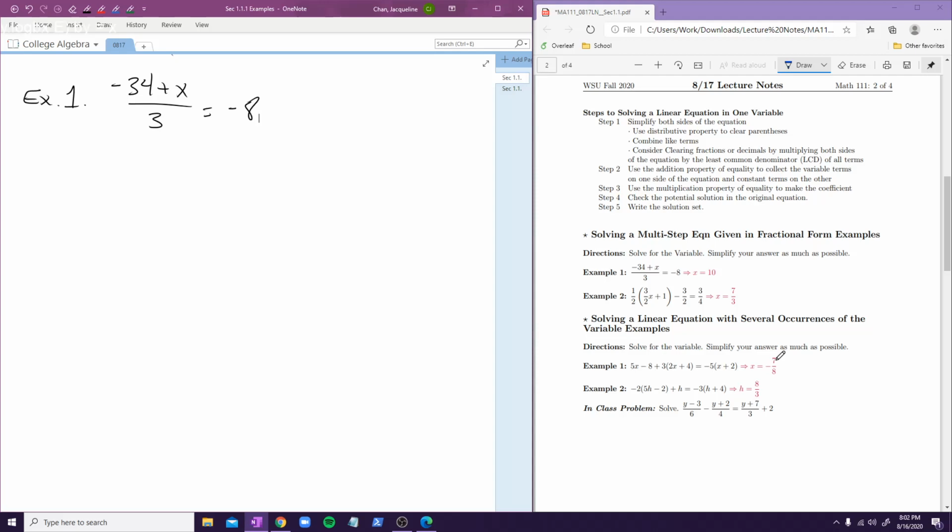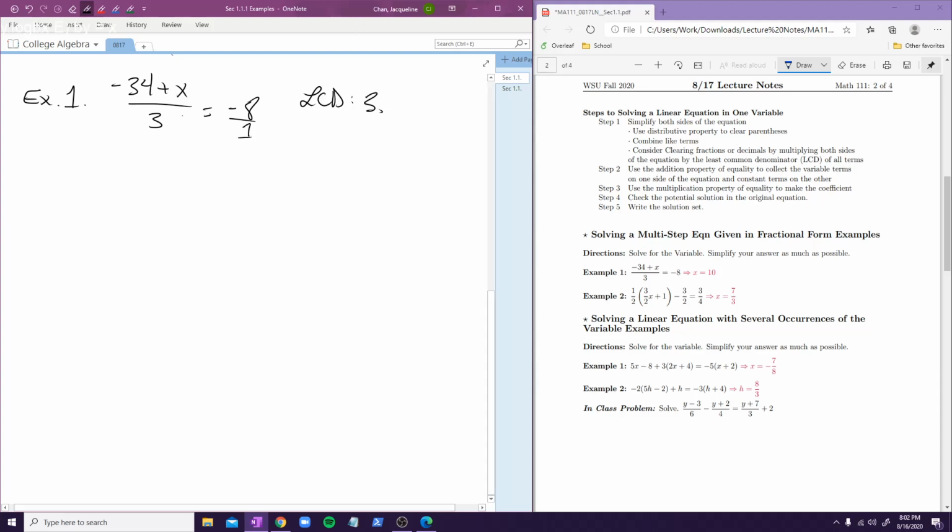So we're looking at this example, and first we're going to see if we need to use the distributive property. There are no parentheses at all, so we don't have to do that. The next one would be combine like terms. I look at it, there are no terms we can combine right now. Lastly, it says clear fractions or decimals by multiplying both sides of the equation by the LCD. I notice we have a fraction on the left side, so I'm going to multiply by the LCD. In this case, we have a 3, and this is -8 over 1. So the LCD is 3.